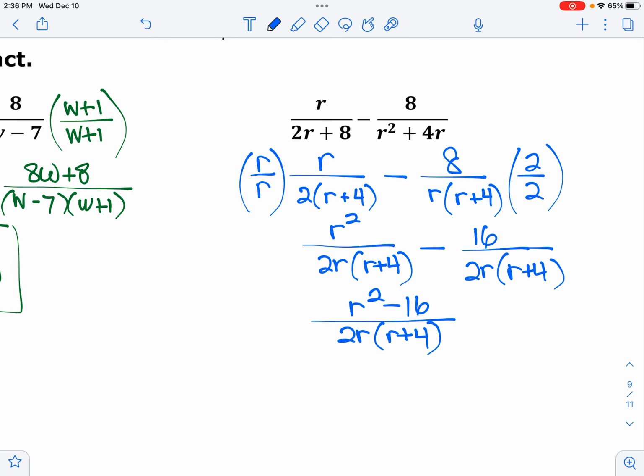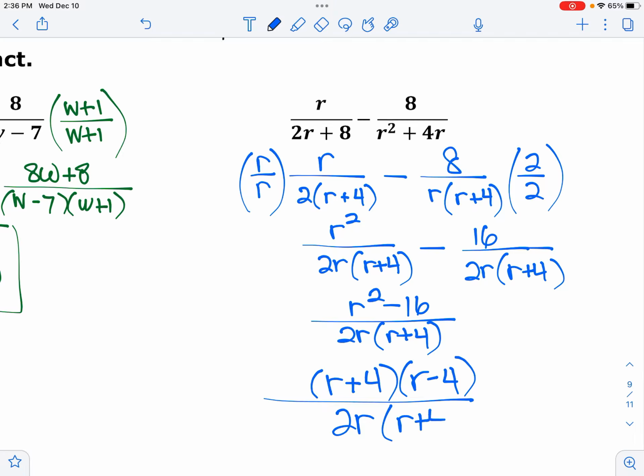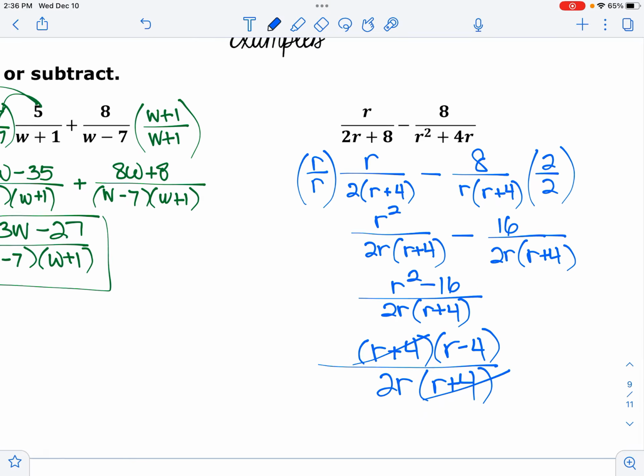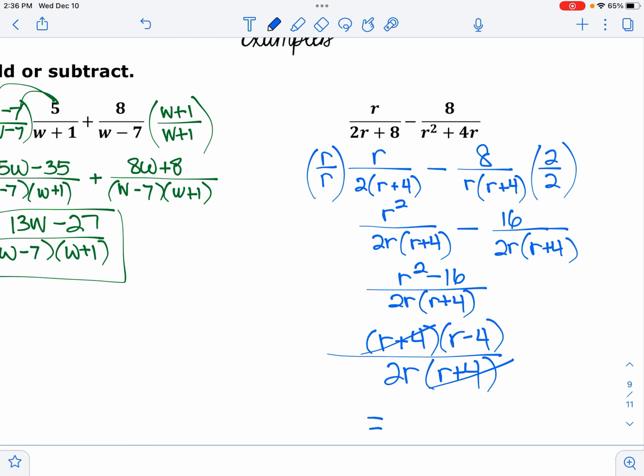Well, the top there is a difference of two squares. That would be r plus 4, r minus 4. Okay, these cancel out. And so my final answer is r minus 4 over 2r.